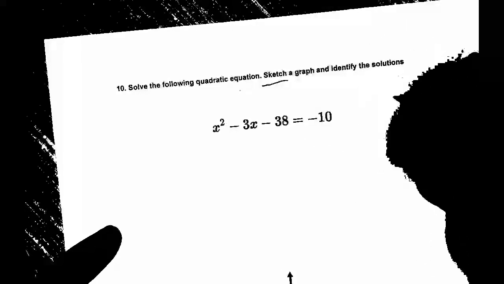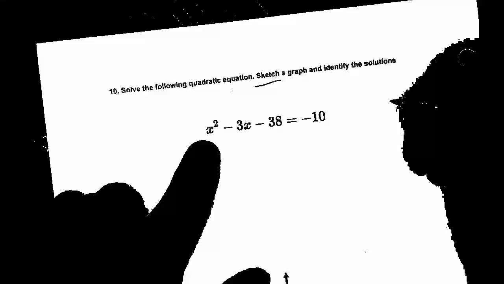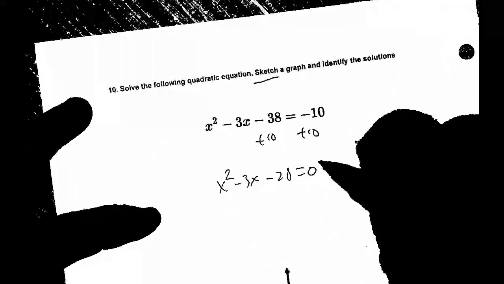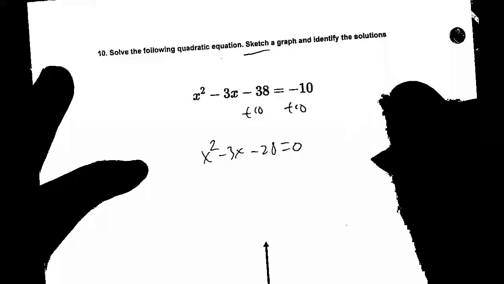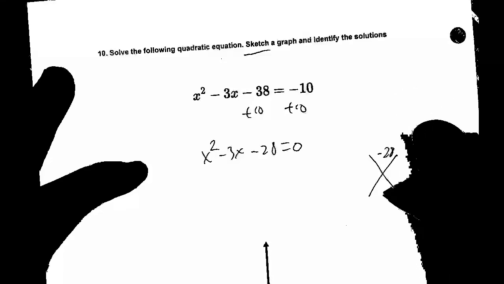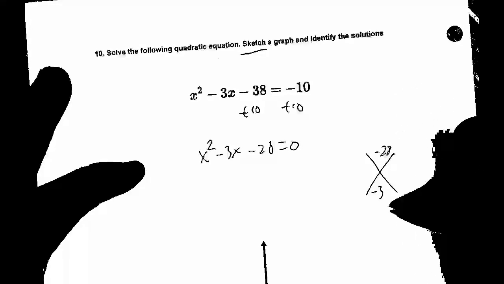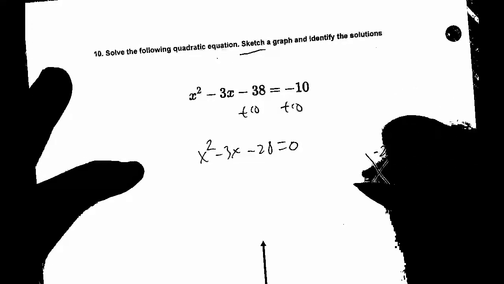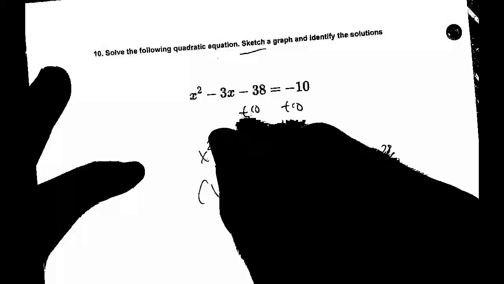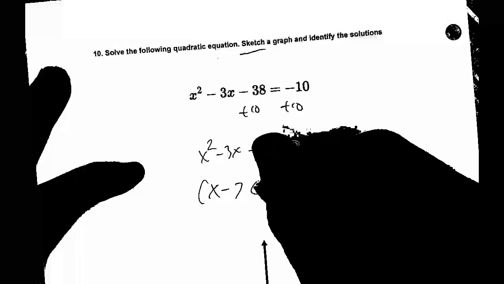First step, remember, is to set it equal to 0, and you want to keep the a term positive. So we're going to add 10 to both sides, and we're going to get x squared minus 3x minus 28 equals 0. Then, the a is 1, so I can factor this nicely, diamond method. Negative 28 on top, negative 3 on bottom. Two numbers that multiply to negative 28 and add to negative 3. That's going to be negative 7 and 4. So we have just x minus 7 and x plus 4.